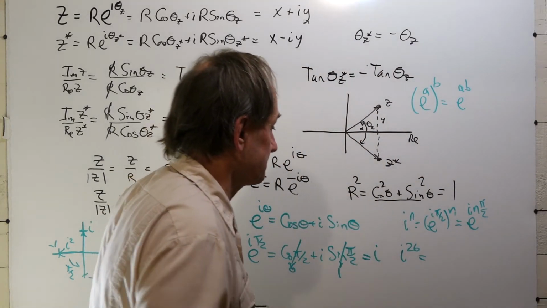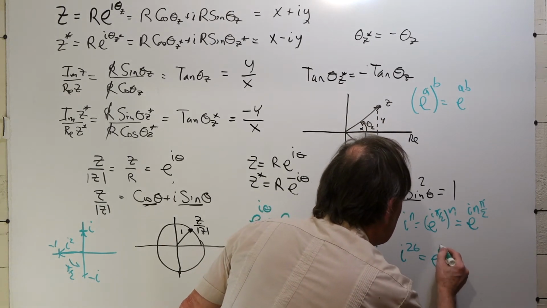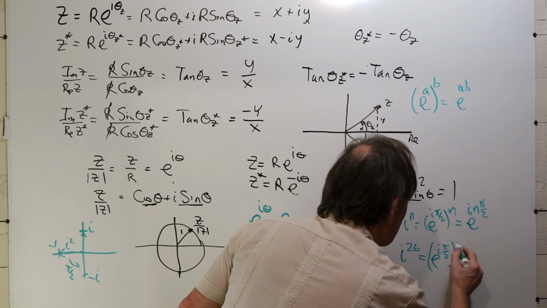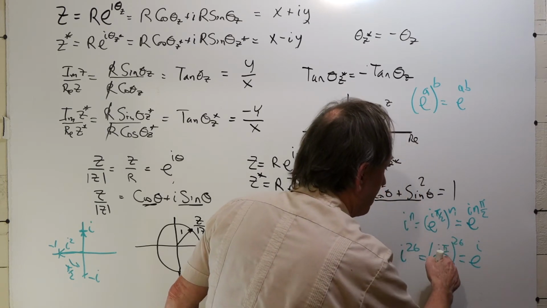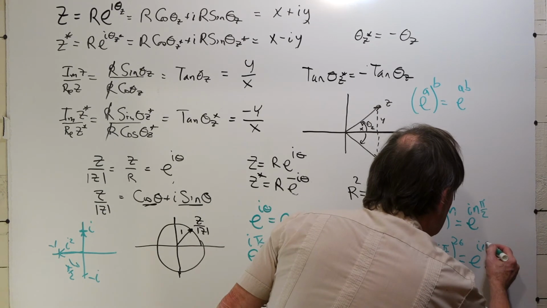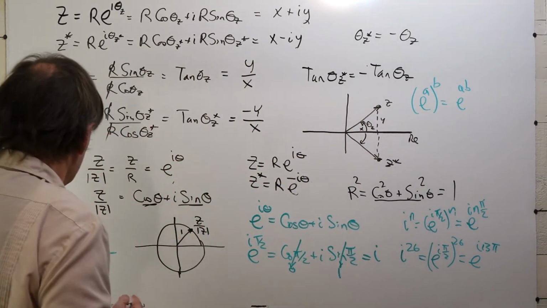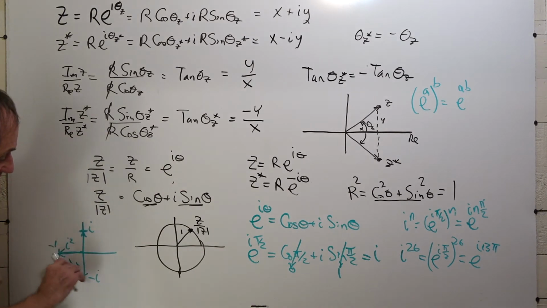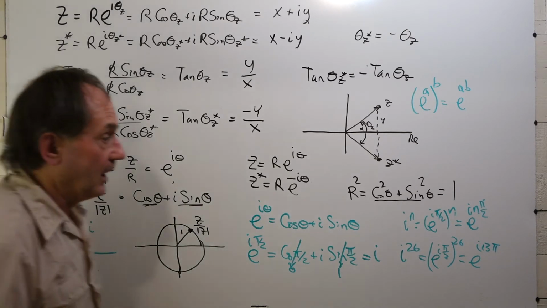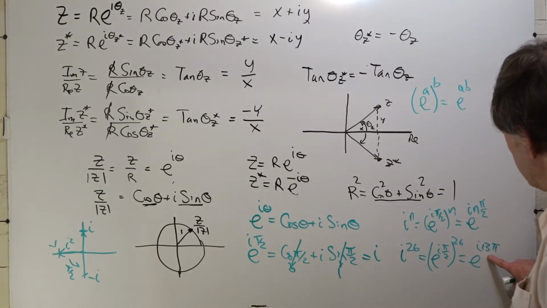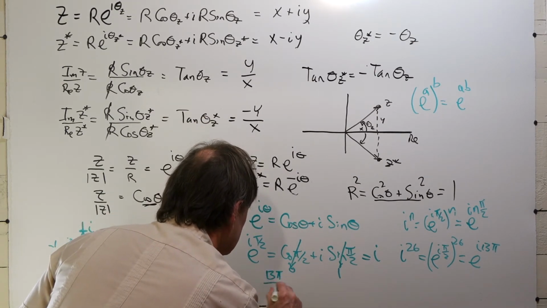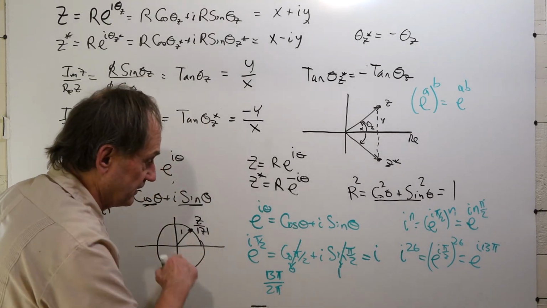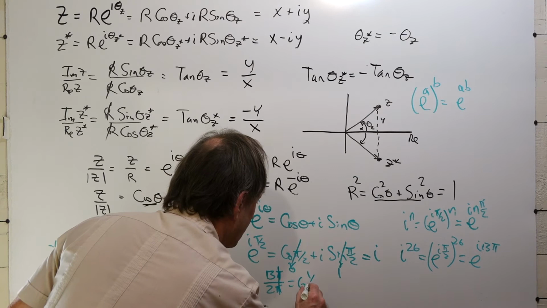So i to the 26th power would be e to the i pi over 2, raised to the 26th. Then this becomes e to the i times pi over 2 multiplied by 26. We get 13 pi. Now remember, one complete revolution around a circle is 2 pi radians. So all we have to do here is find how many complete revolutions we've made. If we take 13 pi and divide by 2 pi per revolution, this tells us that we have 6 and a half revolutions.